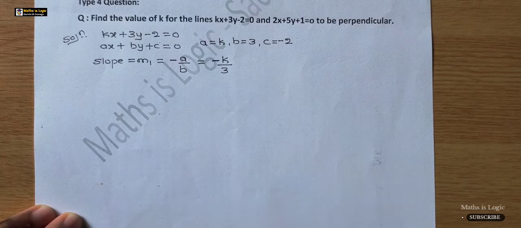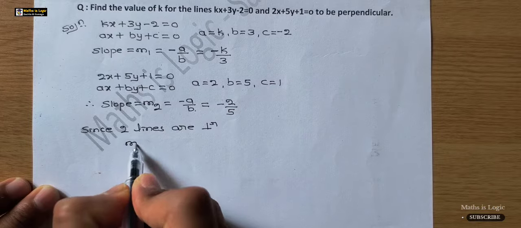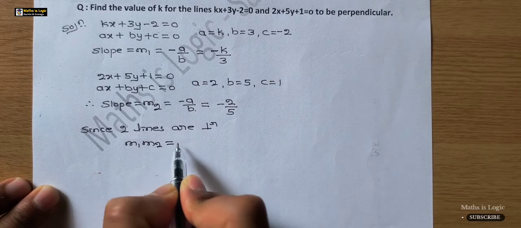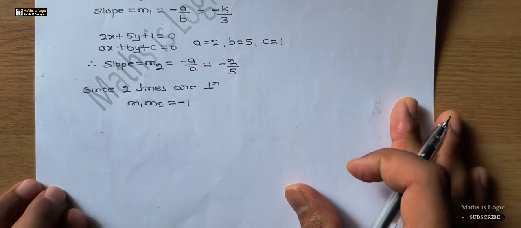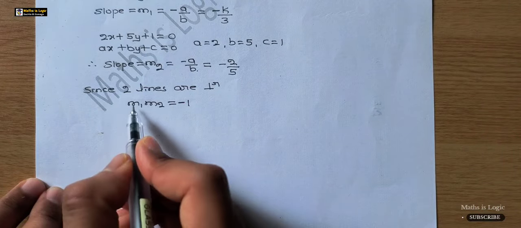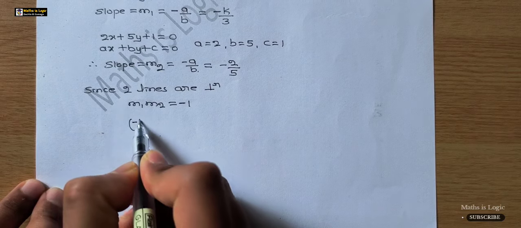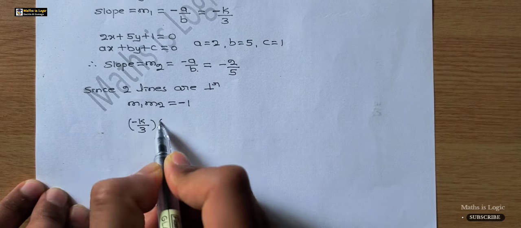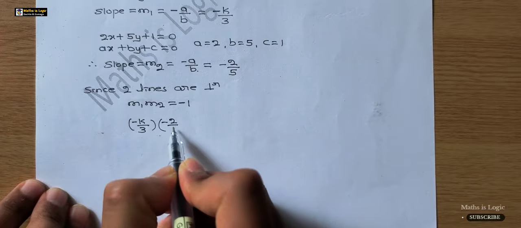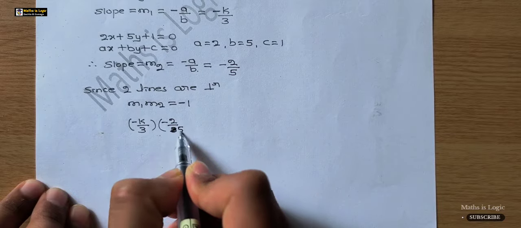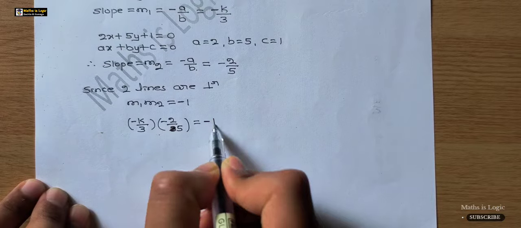So after getting m1 and m2, write the perpendicular condition. Since the two lines are perpendicular, the condition is m1 into m2 is equal to minus 1. Next, substitute the m1 value. What is the m1 value? Minus k divided by 3. Minus k divided by 3 into the m2 value, minus 2 divided by 5, is equal to minus 1.